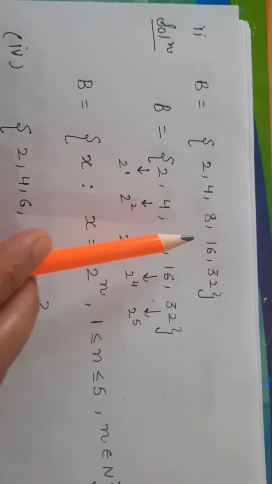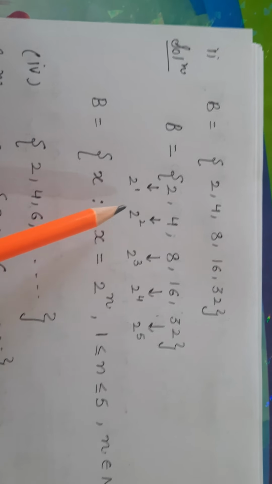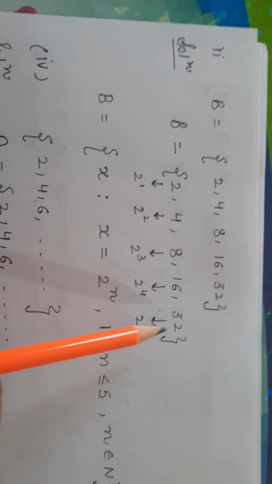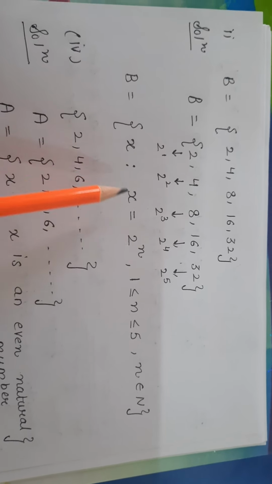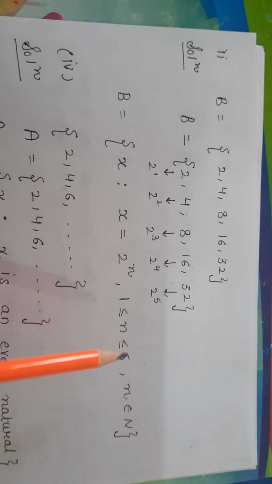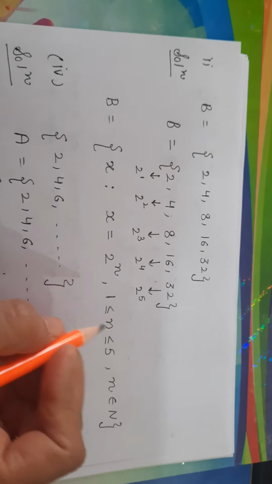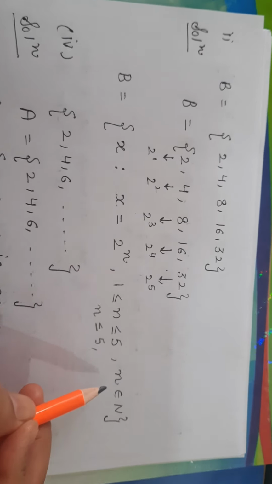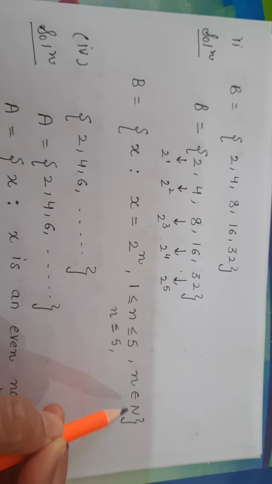The second part, 2, 4, 8, 16, 32. You can write 2 as 2 raised to the power 1, 4 as 2 raised to the power 2, 8 as 2 raised to the power 3, 16 as 2 raised to the power 4 and 32 as 2 raised to the power 5. So, B set is the set of those x such that, now write the property of x. x is equal to 2 raised to the power n, where n is greater than or equal to 1 and less than or equal to 5. You can also write n is less than or equal to 5. And it is also important to specify that n is a natural number or n belongs to natural.